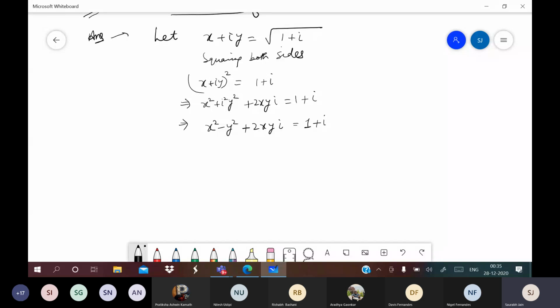Now can anyone tell me what to do after this step? Can you relate this to any concept that you have studied? What should I write after this step? Yes, anyone?